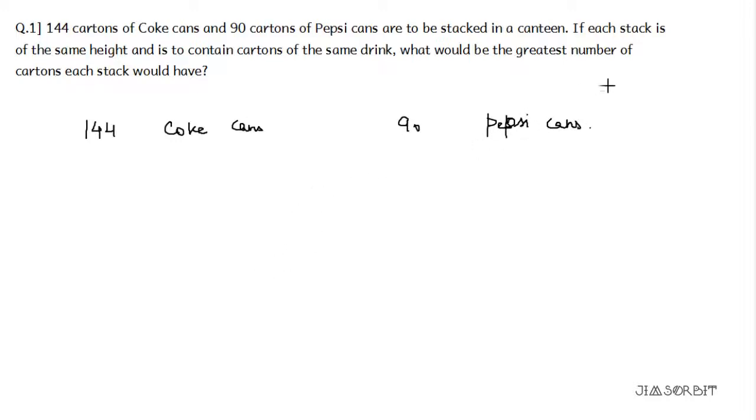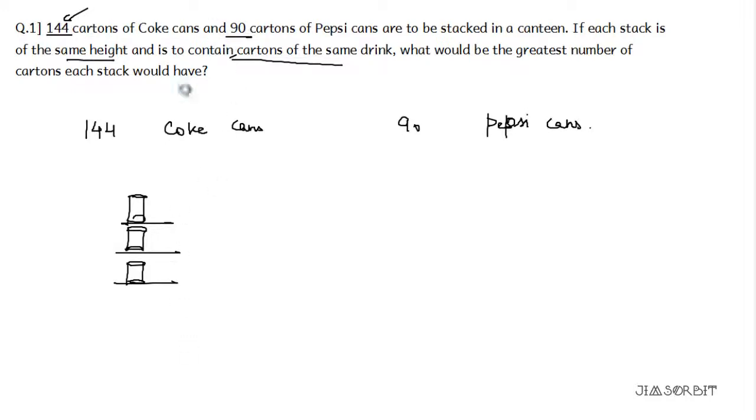So understand now. Next line is, if each stack is of the same height and is to contain cartons of the same drink, they have to contain cartons of the same drink and they have to be of the same height. Same height means they have to be in the same number. So if suppose you are going to place one on top of another like this, can we divide, see a number which is going to divide this also, because you are going to place in such a way that 144 can be placed in this stack form. Also 90 should also be placed in the stack form. So there is a number which has to divide this and this.